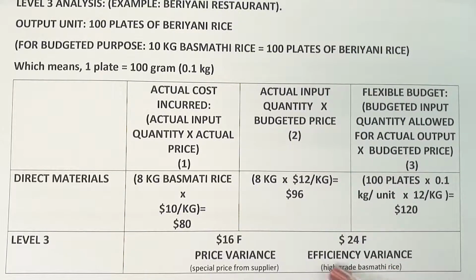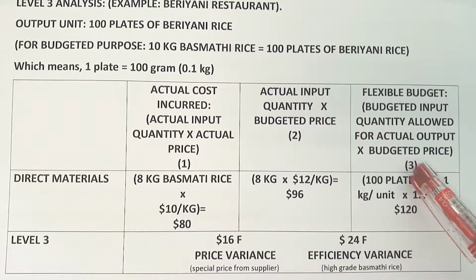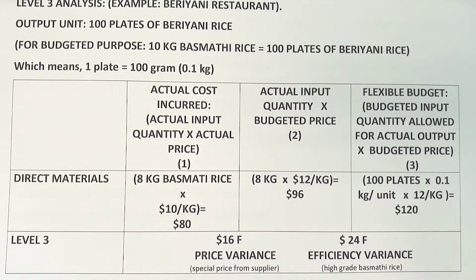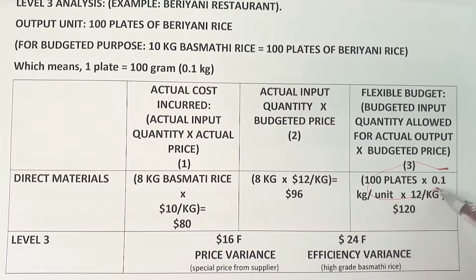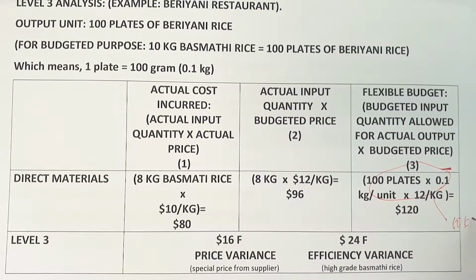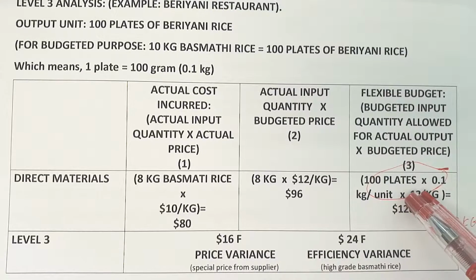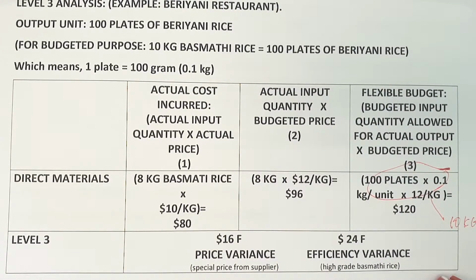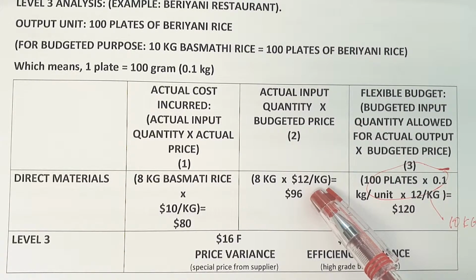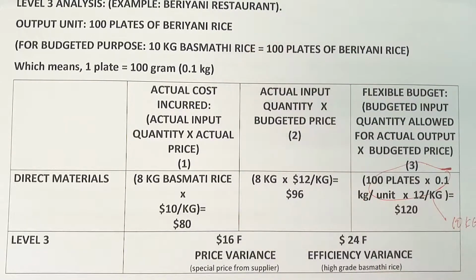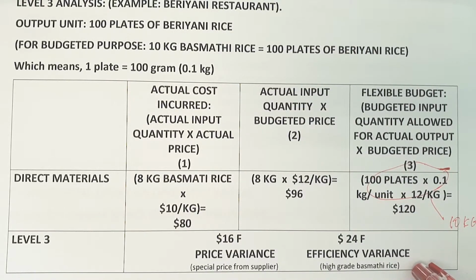So in this efficiency variance, in the third column, 100 plates times 0.1 means that we need 10 kg, but in reality we just needed 8 kg to produce 100 plates. This means we are very efficient, in the sense that by using just 8 kg of basmati rice, we can still produce 100 plates of biryani rice. So in terms of efficiency, we are highly efficient.